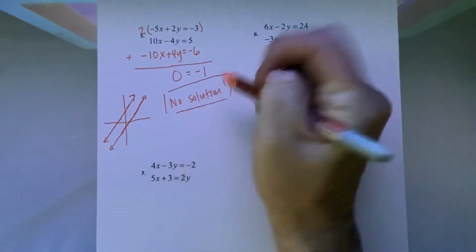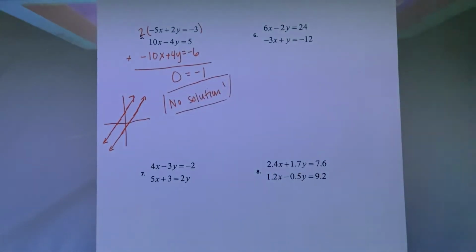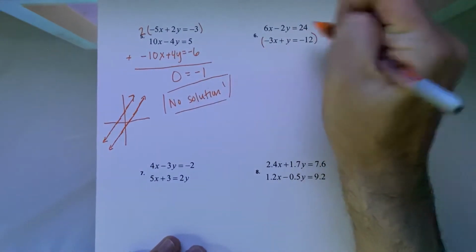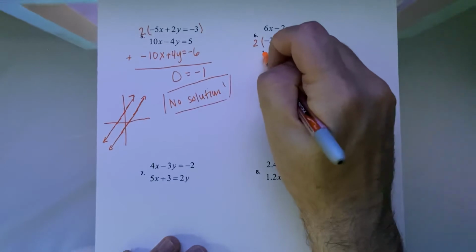When you have both variables canceling at the same time and you end up with 0 equals something else, then you'll have no solution. Now, what happens when the variables cancel and you don't end up with no solution necessarily?